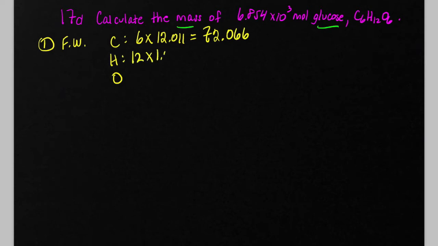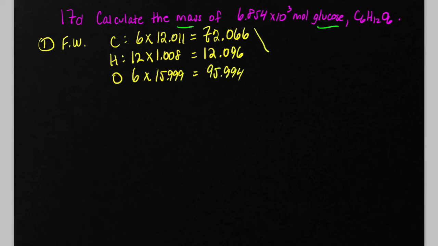72.066. We have 12 hydrogens. Each hydrogen has a formula weight of 1.008. Punch that out on your calculator and write that here. And for oxygen, we have 6 of those, and our periodic table shows 15.999 for the average atomic mass for an oxygen atom. So we multiply that by 6.